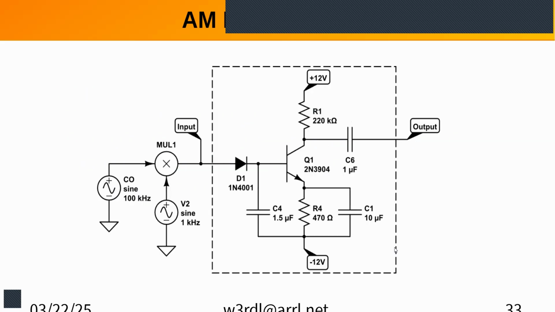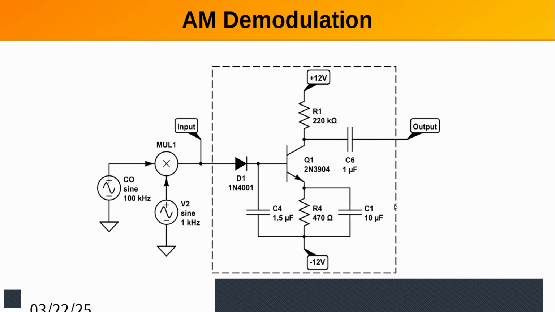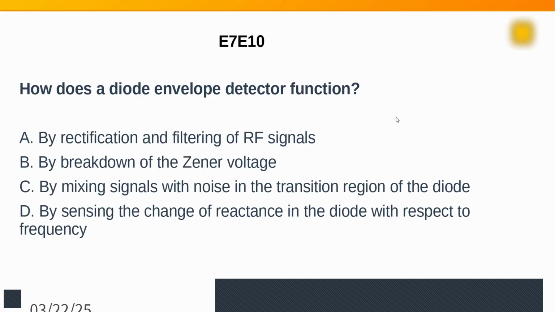This is an active one, where you're using a transistor to do that process. It's fairly typical what you see in little radios and QRP and stuff for demodulating. So how does a diode envelope detector function?